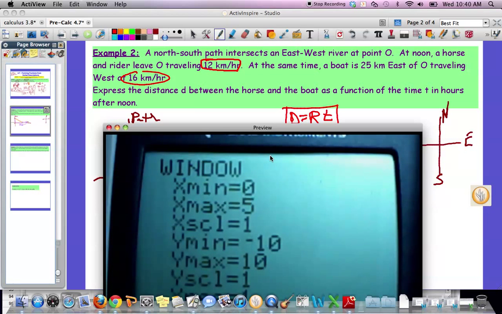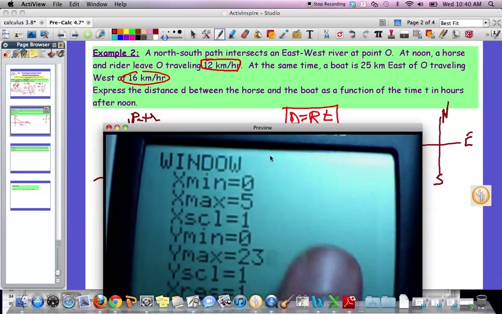My y, that's the distance between the horse and the boat. And I know that they're 23 apart right away. Of course, I don't really want it to be negative, so I'll probably say 0. And my y, maybe 23. I could have also said zoom fit on 0 to 5. But I think we'll go this way and we'll adjust as needed. Okay, so let's see what we have.